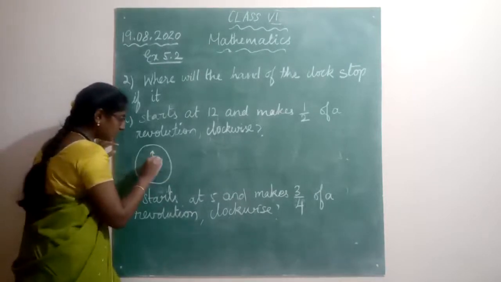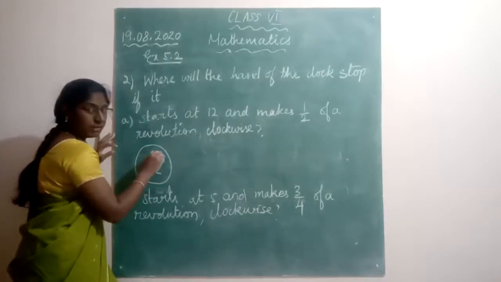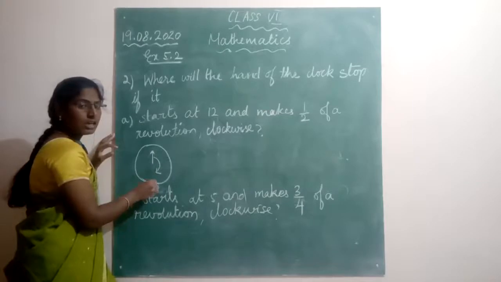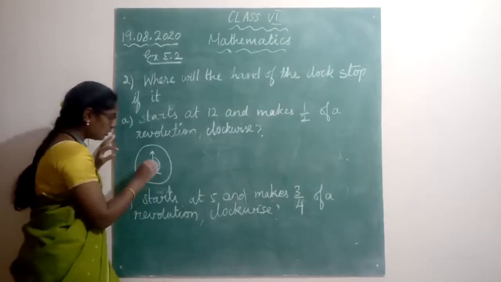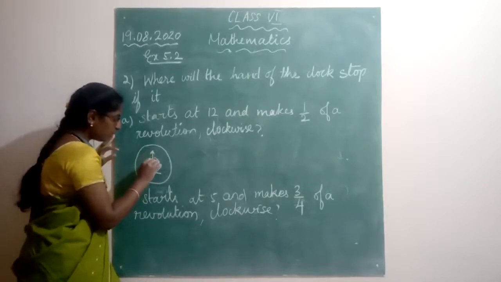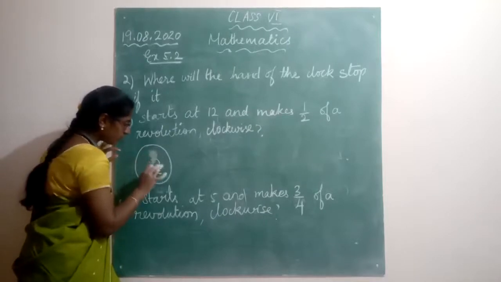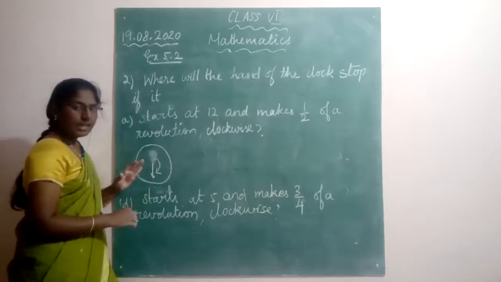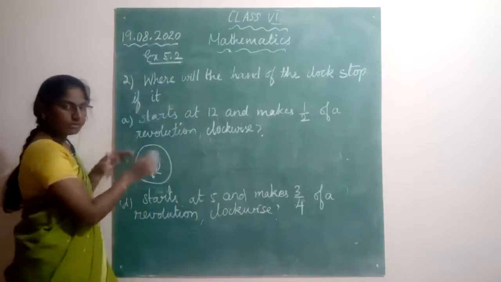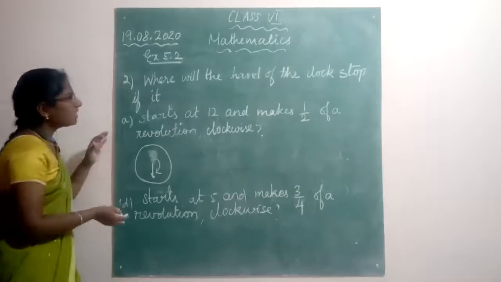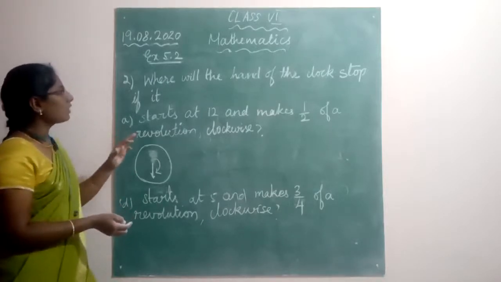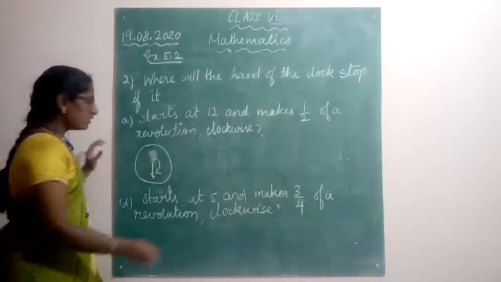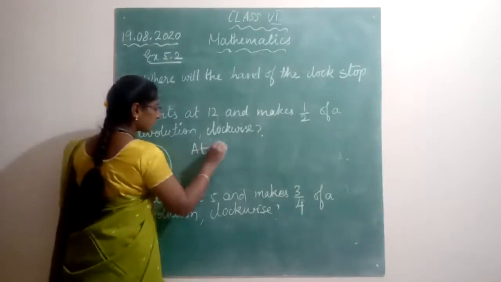So clockwise direction is like this only, no? If it makes half of the revolution, the needle will move from here to here. Is it clear? So it will end at 6. Half of the revolution it has covered. So that is the thing we have to find: where will the hand of the clock stop? So here you will write at 6.